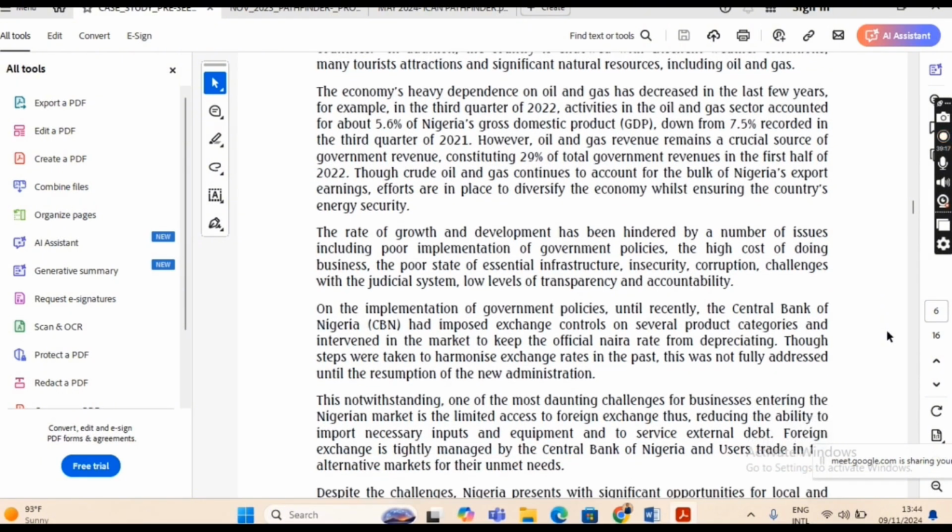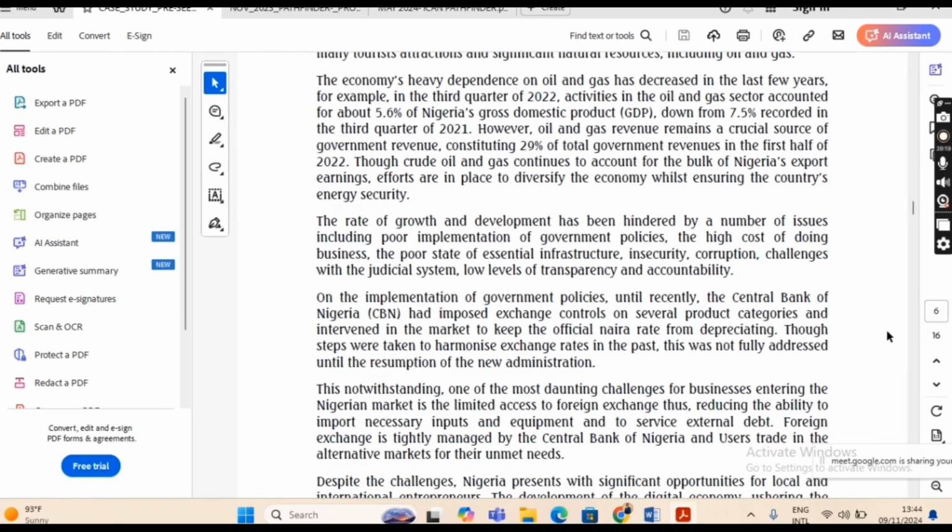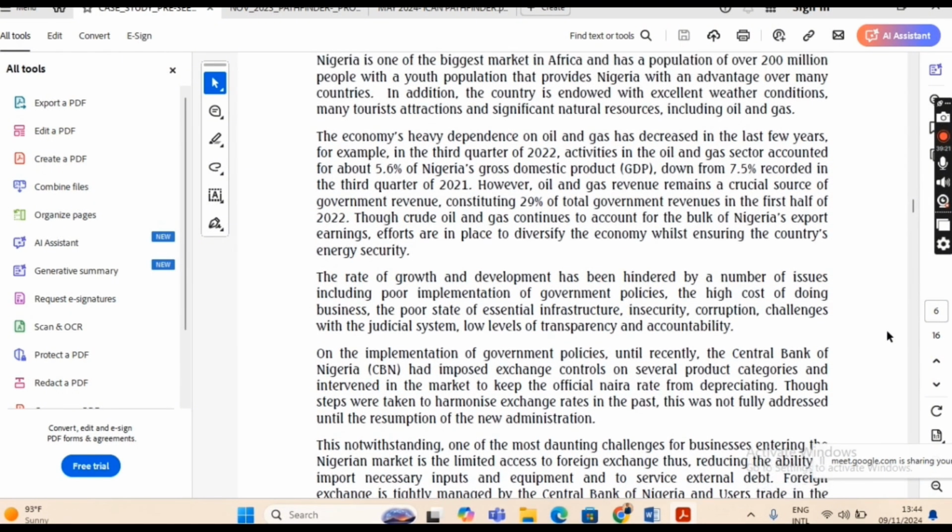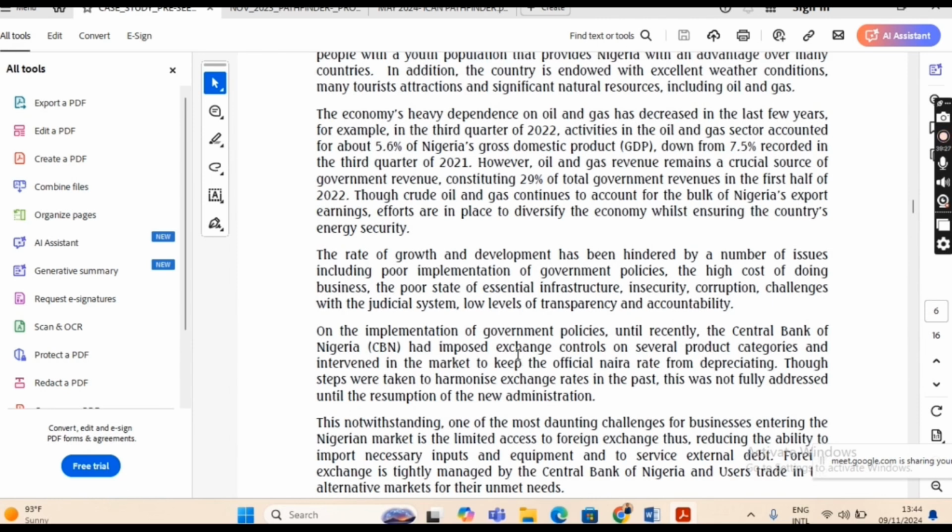Hold on, please. What happened here? Who can tell me on this next paragraph? I think paragraph 4. What happened here on the implementation of government policy? Who can explain this part?